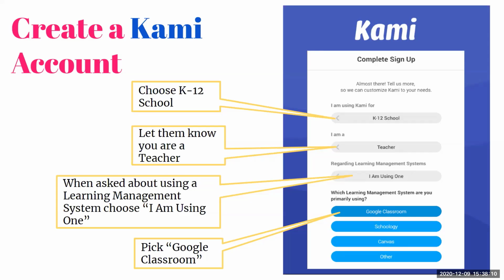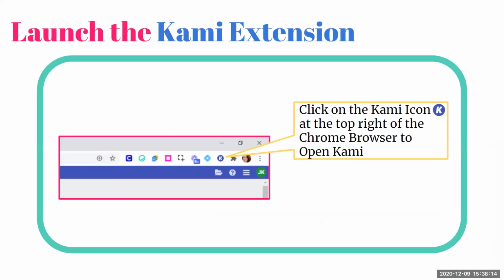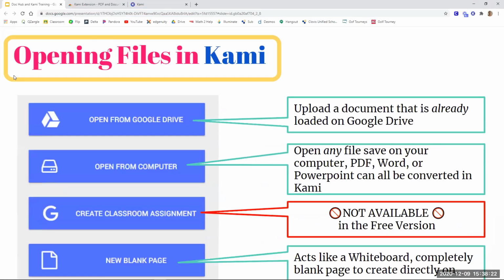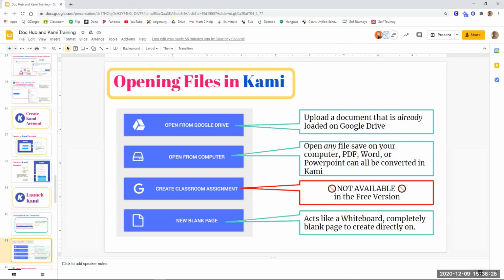So as you create your account, do it this way, and then you're going to launch Kami by clicking that little icon. And so I'm going to show you guys, I'm going to get out of the side deck just like Courtney did for a little bit and show you Kami from the icon. So whenever you go to launch Kami, you're going to come here to your Chrome extension and open it, and it will always bring you to this same page.